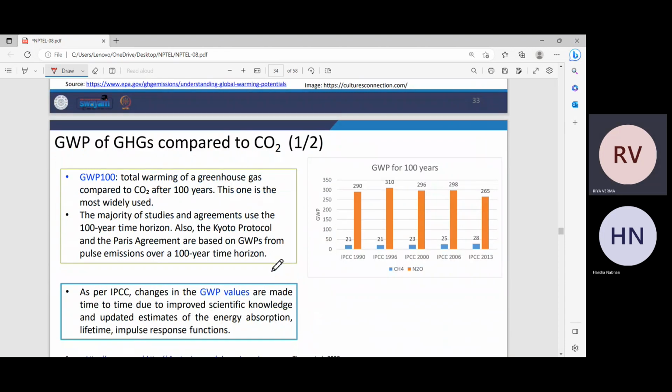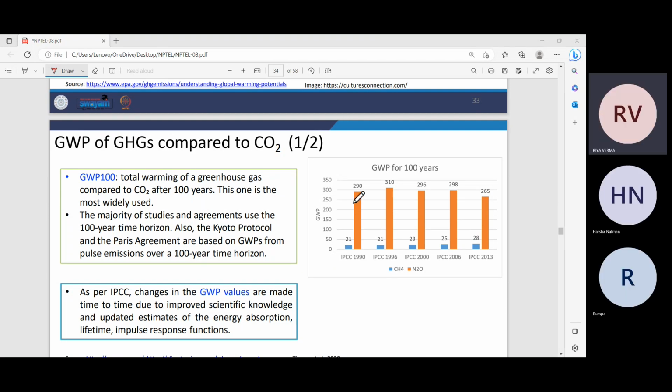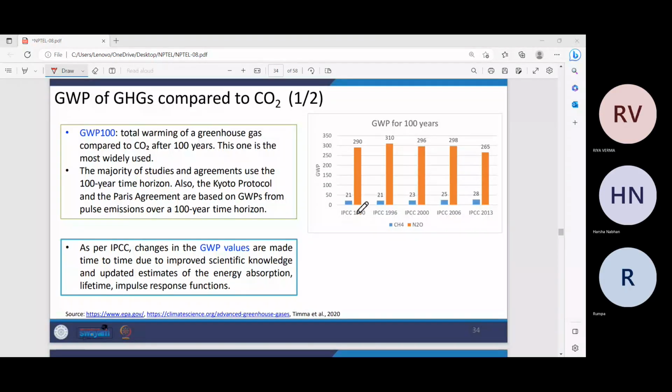Now, first, we'll be discussing the global warming potential. First, we have GWP for methane in this graph, and then also we have it for nitrous oxide, N2O.